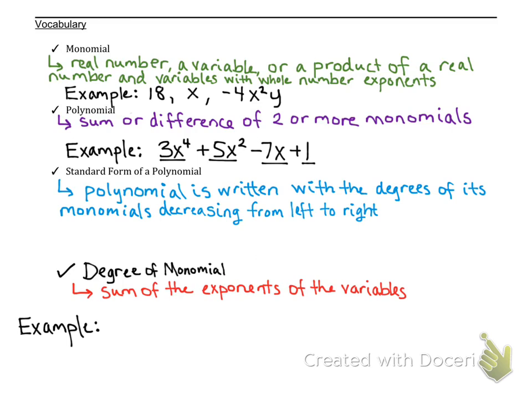So for example, if we have 5x, we have one variable, and the variable has an exponent of 1. So therefore, the degree would be 1 for this example. Now let's try another one. What if we have 6x to the third y squared? Here, if I add up all the exponents from the variables, we have 3 and 2, which adds up to 5. So the degree would be 5.